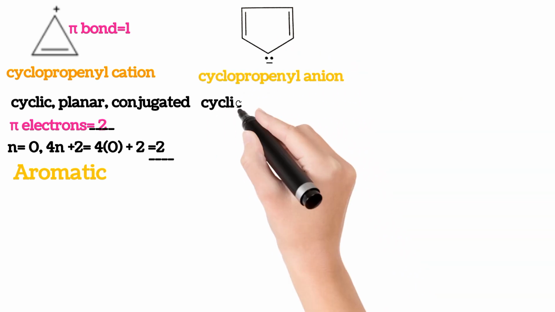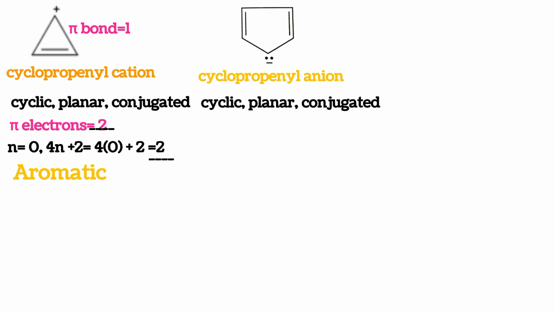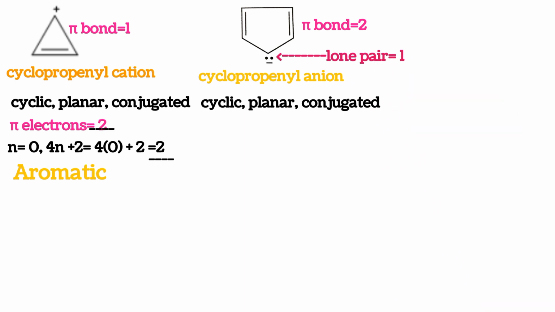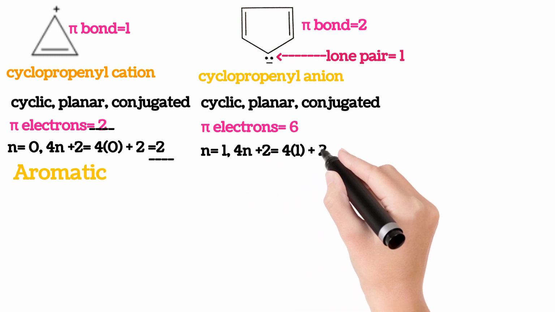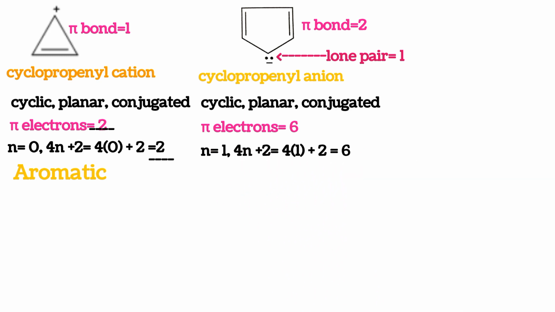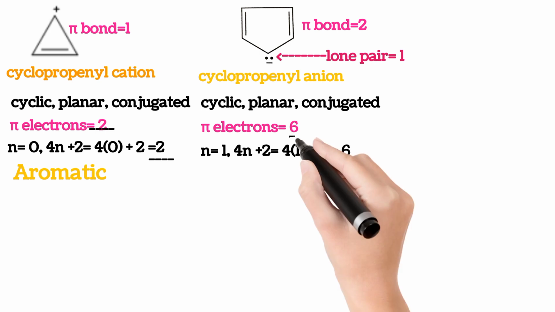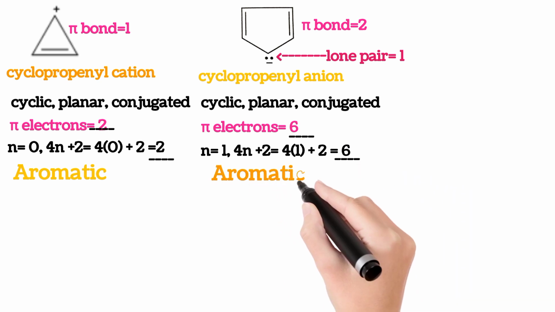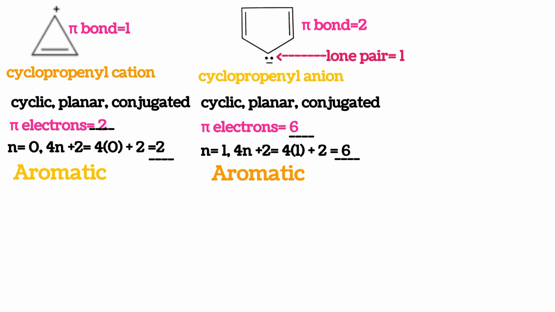Let's look at cyclopropenyl anion. It is cyclic. The carbons are sp2 hybridized, so it is planar. And the bonds are what? Conjugated. A double bond separated by a single bond and a lone pair. So we have 2 pi bonds and 1 lone pair. Therefore, the total number of electrons will be 6, because a lone pair represents 2 electrons and 2 pi bonds will give you 4 electrons. If n is equal to 1, 4n plus 2 will be equal to what? 4 into 1 plus 2, and that will be 6. So the number of pi electrons here is also equal to the number of 4n plus 2 electrons. And the compound will be said to be what? Aromatic.